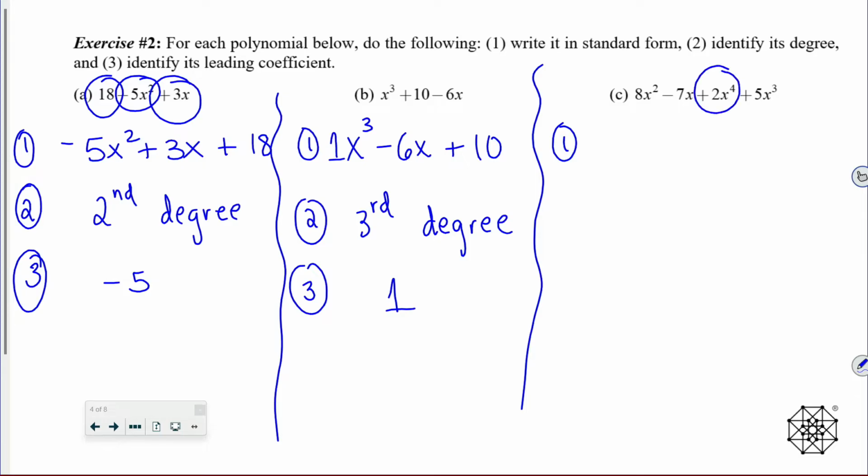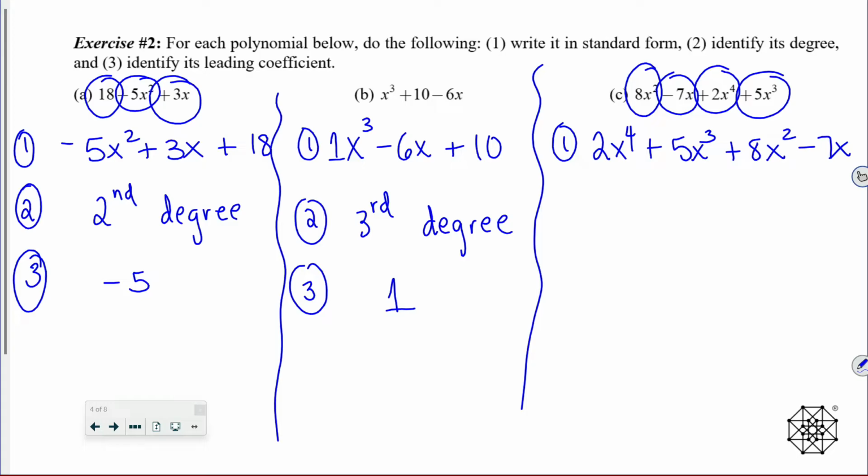Okay, so for letter C, the first thing I want is standard form. My highest powered term is that positive 2x to the fourth. Then I have positive 5x cubed. And I have positive 8x squared. And then I have negative 7x. So, right, standard form. This is a fourth degree polynomial since its highest powered term is to the fourth. And the leading coefficient is equal to 2 because it is 2 times x to the fourth.